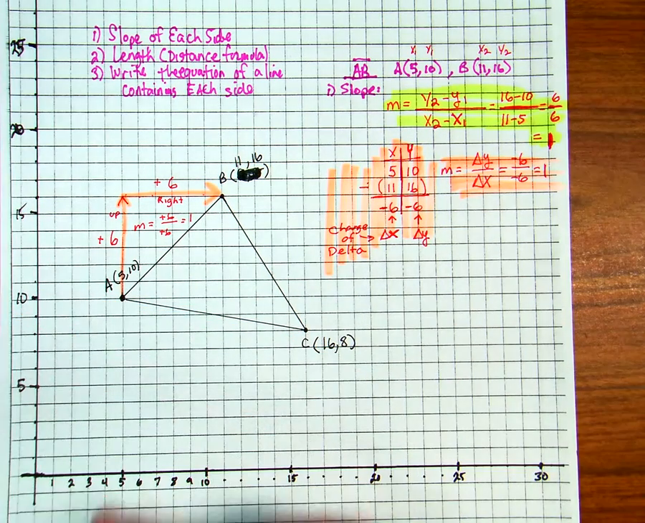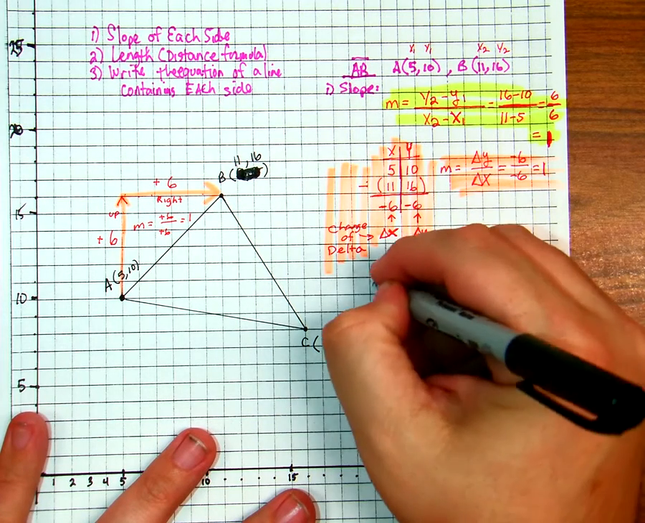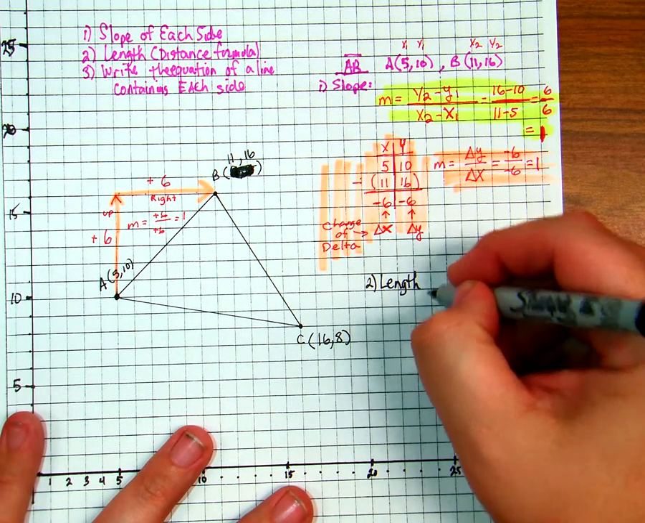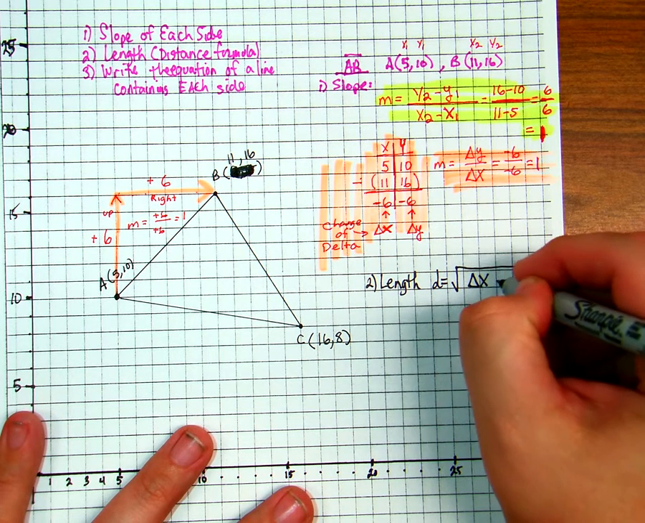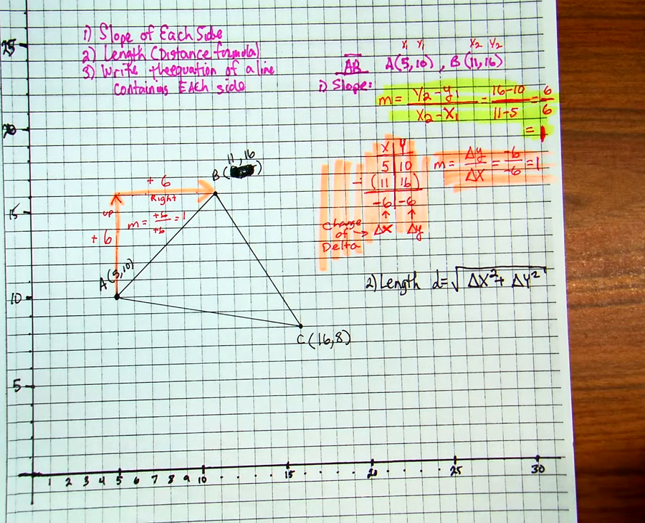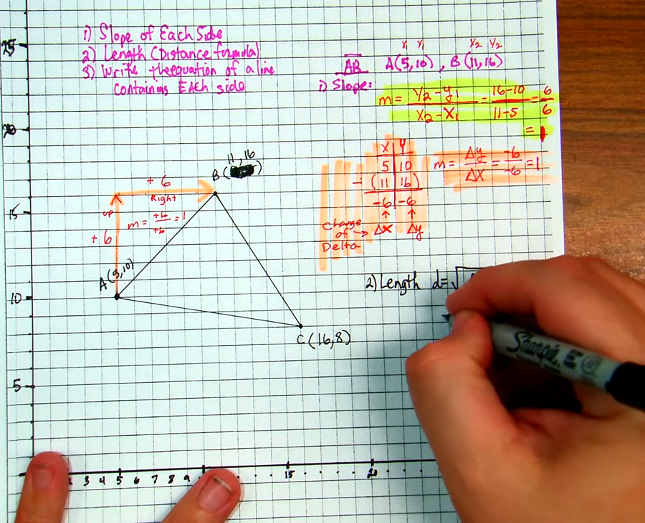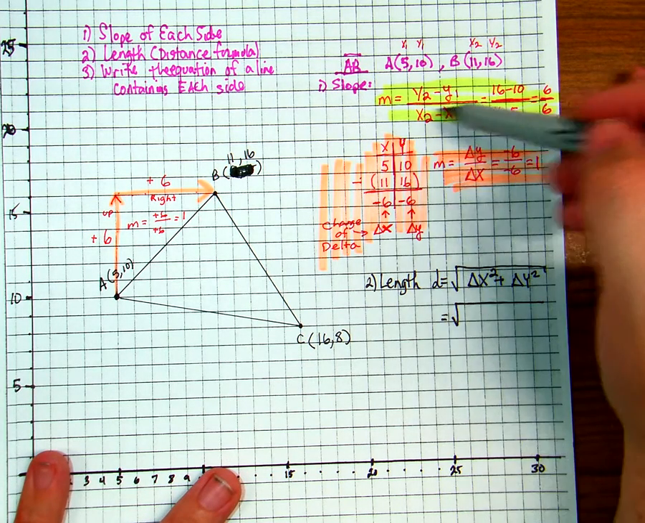Now, the cool thing about this is once you figure out slope, you can figure out the length really easy. So 2 for length, your distance formula is your change in x squared plus your change in y squared, the square root of that. So what did I get for my change in x? What was the difference between x2 and x1? 6.